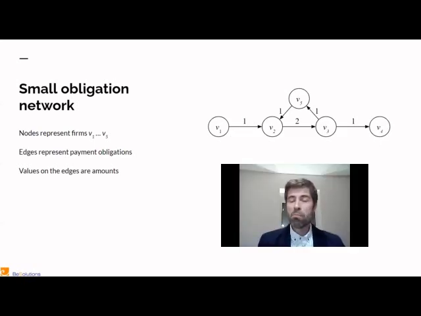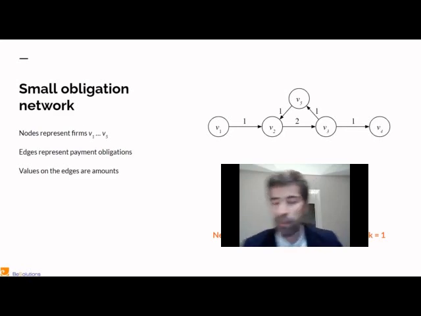So this is a small obligation network. There is no money in here. There are just promises, we owe something. These are just IOUs. And you will see that this obligation network has an interesting property. It's called net internal debt, and the net internal debt of this obligation network is exactly one. That means that you only need one unit of whatever, money, tokens, doesn't matter what, to clear all the obligations in this obligation network.